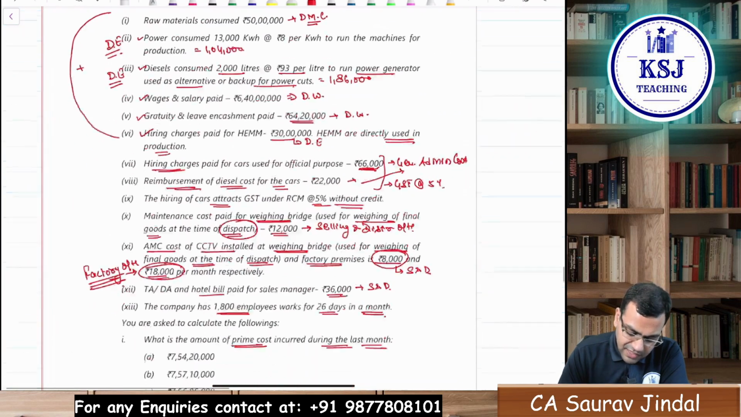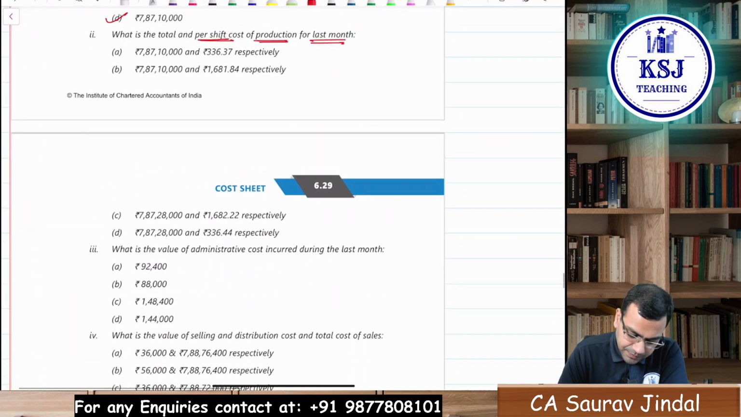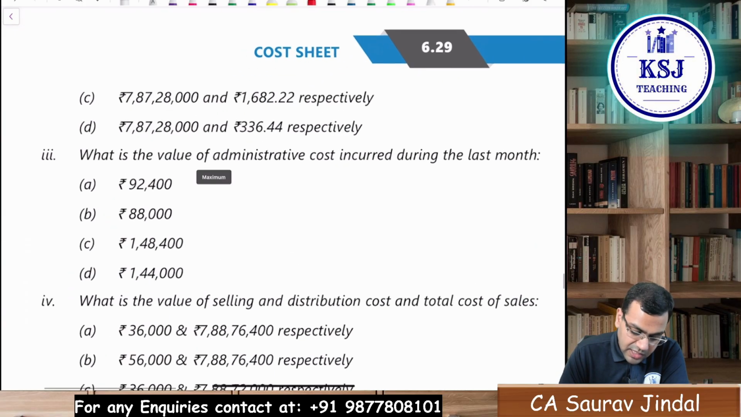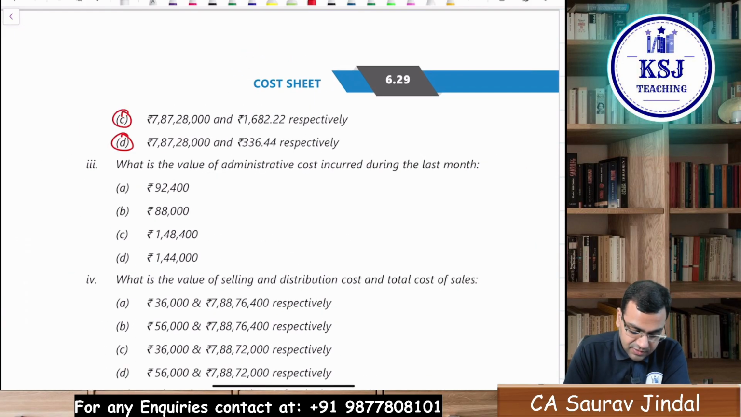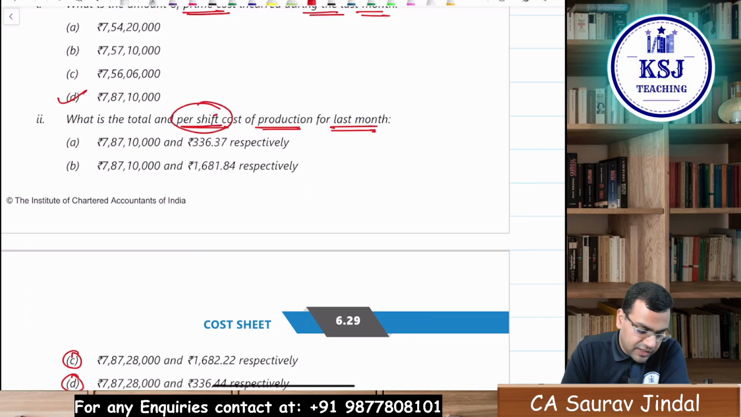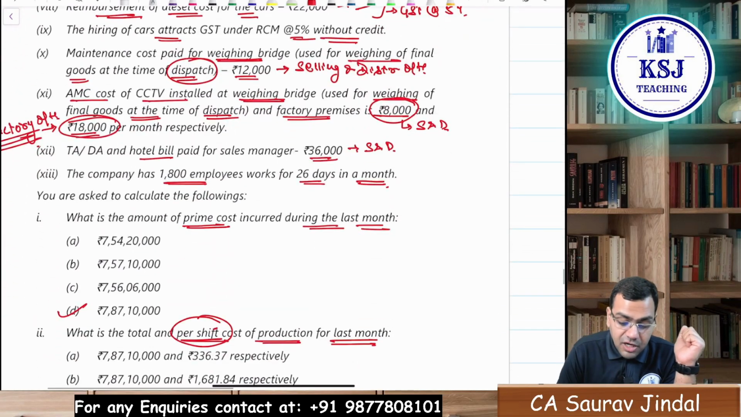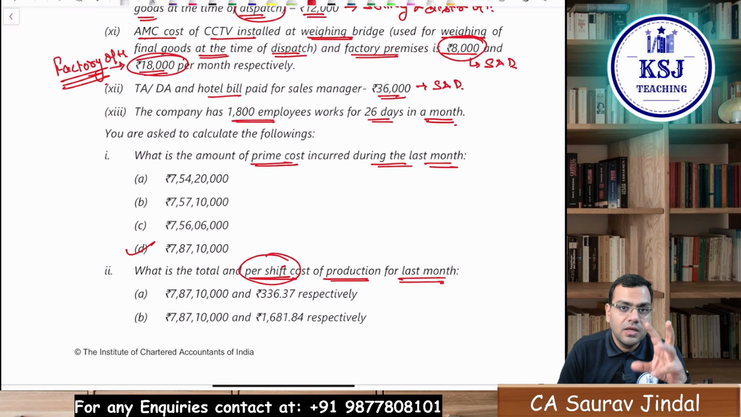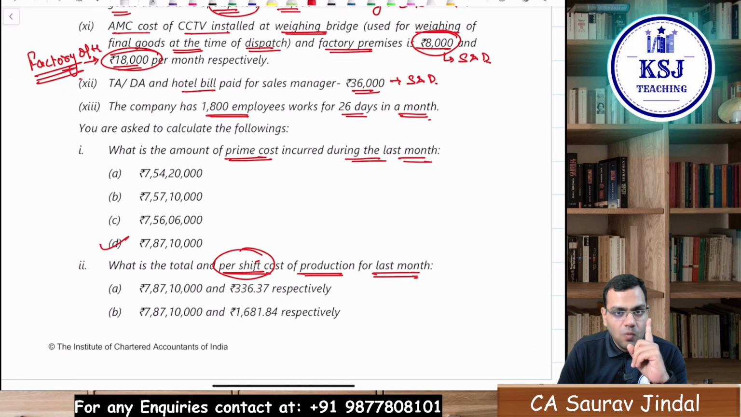Right, let's see if we have any answer. 7 crore 87 lakh 28,000. Now the problem is, sir, we have two answers, either option C or option D. Now, how to decide? The second part they are asking is, what is the cost per shift? So for that, what do we have to calculate? We have to calculate the number of man shifts. Man shift means 8 hours, one day is one shift for one person.